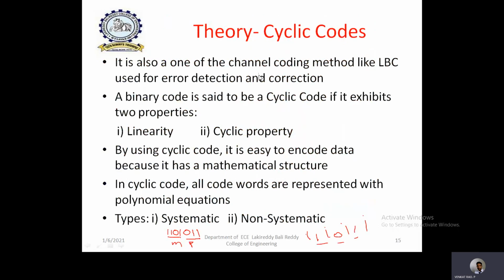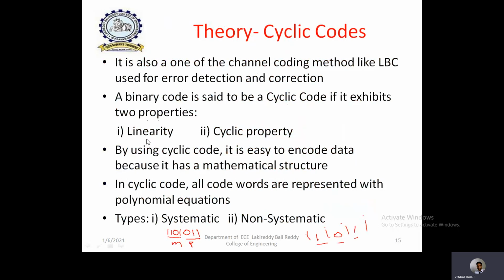Now, let us see the basic definition of what a cyclic code is. It is one of the channel coding methods, like linear block code, which is used for error detection and correction. A binary code is said to be a cyclic code if it exhibits two properties. That means if any code is satisfying these two properties, then we can say that it is a cyclic code. One is linearity, another one is the cyclic property.